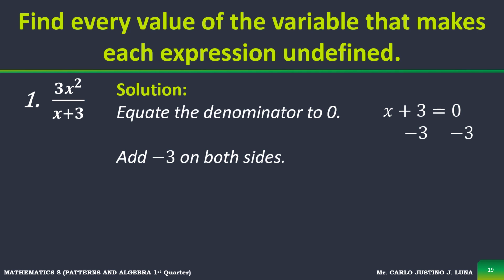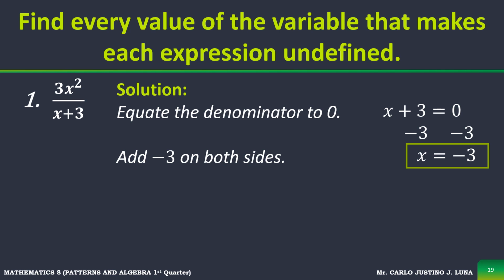So now we will add negative 3 and we will have this. So 3 plus negative 3, that is 0. So natanggal na yung 3 dun sa ating left side. Natira na lang yung x. And then 0 plus negative 3 is negative 3. That means, kapag ang x natin ay pinalitan natin ng negative 3, it will make our expression undefined. Okay? So, the restricted value here in our given expression is negative 3.